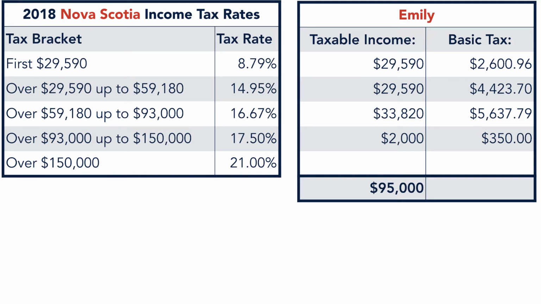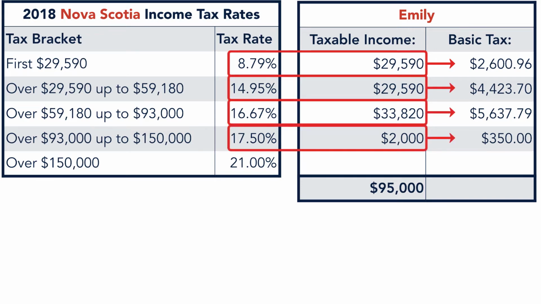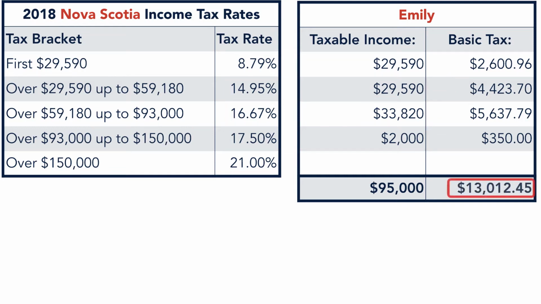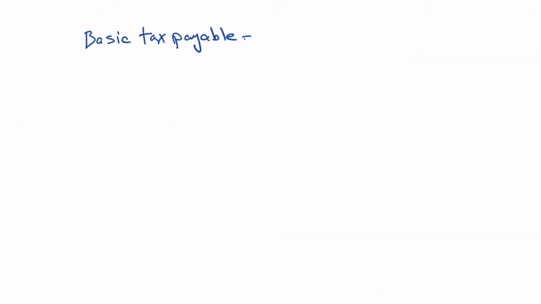Next, we calculate Emily's basic tax payable for her provincial income tax. Her taxable income of $95,000 falls into 4 different tax brackets for Nova Scotia, but the process is the same. Her first $29,590 is taxed at the lowest rate, 8.79%, and so on. And it's just her last $2,000 of taxable income that's taxed at 17.5%. So Emily's basic provincial tax payable is $13,012.45. Again, working this out by hand, I did it in reverse order, starting with $95,000 and subtracting $93,000 to determine Emily's top bracket first, and then working my way back, I got the same result, $13,012.45.